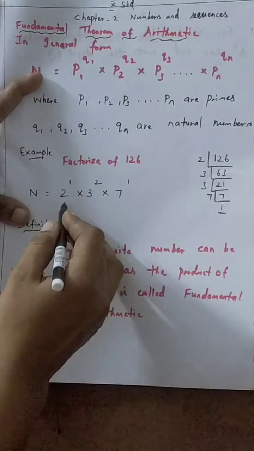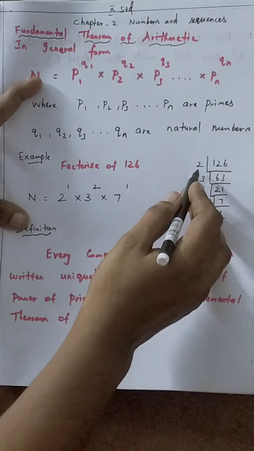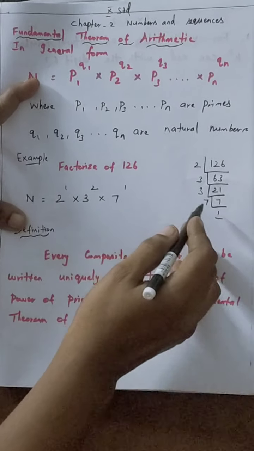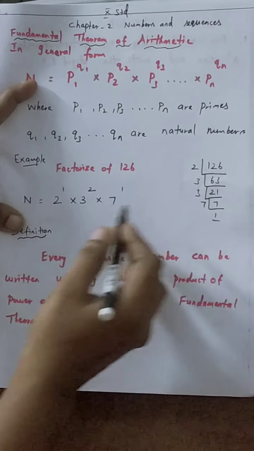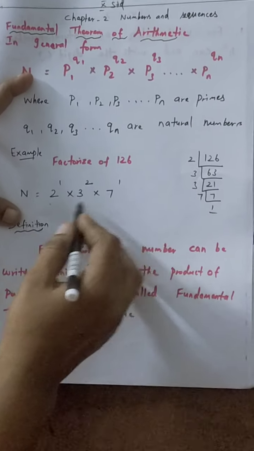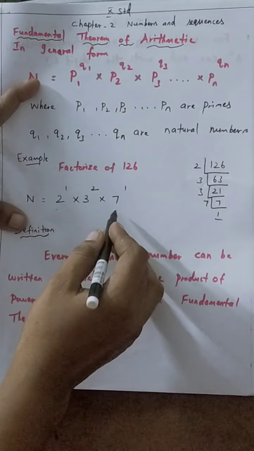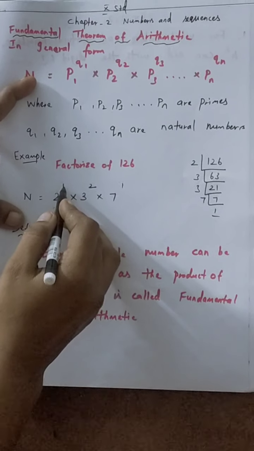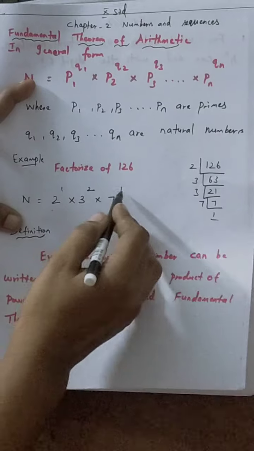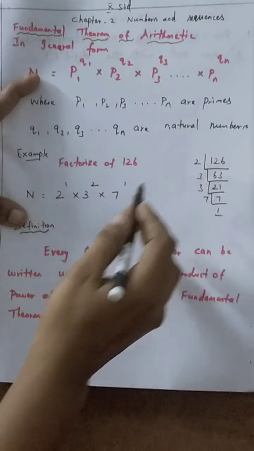So 126 equals 2 power 1, since 2 appears one time, into 3 power 2, since 3 appears two times, into 7 power 1, since 7 appears one time. So 2, 3, 7 are P1, P2, P3, and all are prime numbers. Then the powers are Q1, Q2, Q3, and all these are natural numbers.